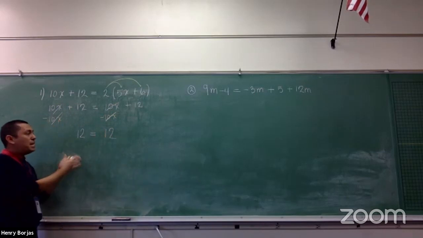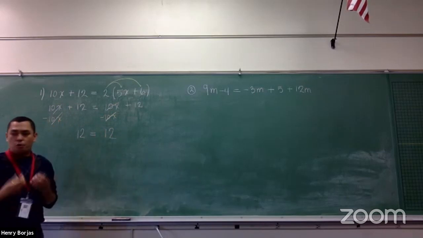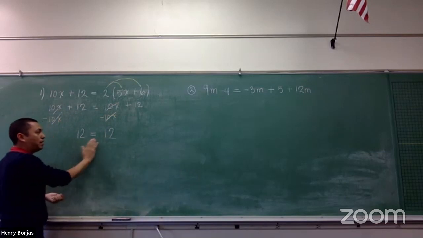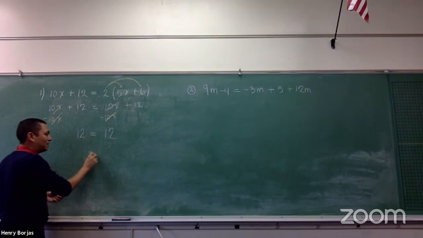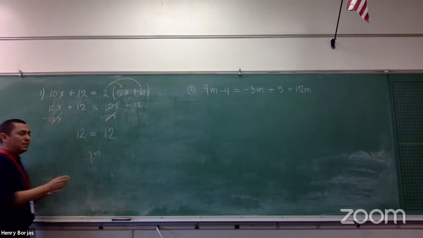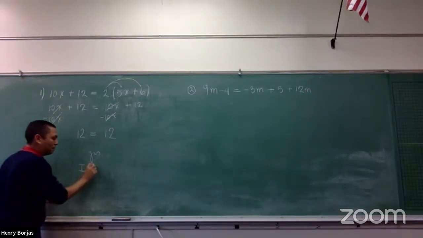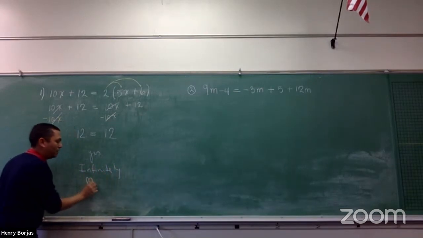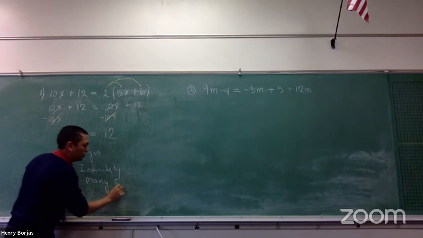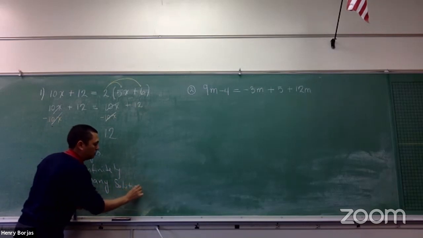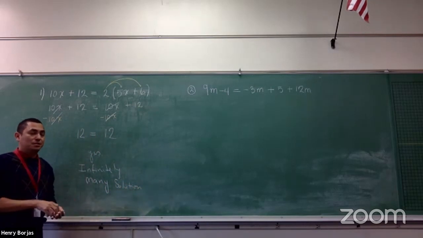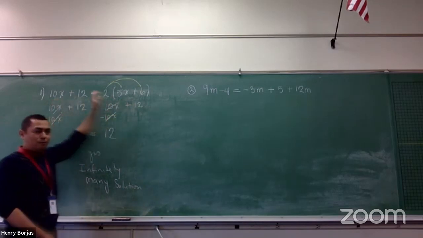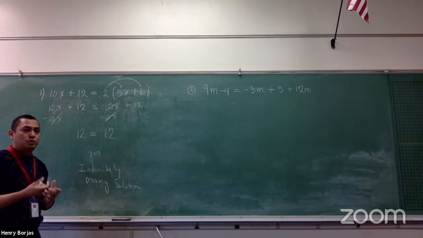And what that means, is this true? That's the question that I'm going to ask myself. Is 12 equal to 12? Yes. So what happens? I have infinitely many solutions. What it means is that whatever number you take for x is going to be true at the end.